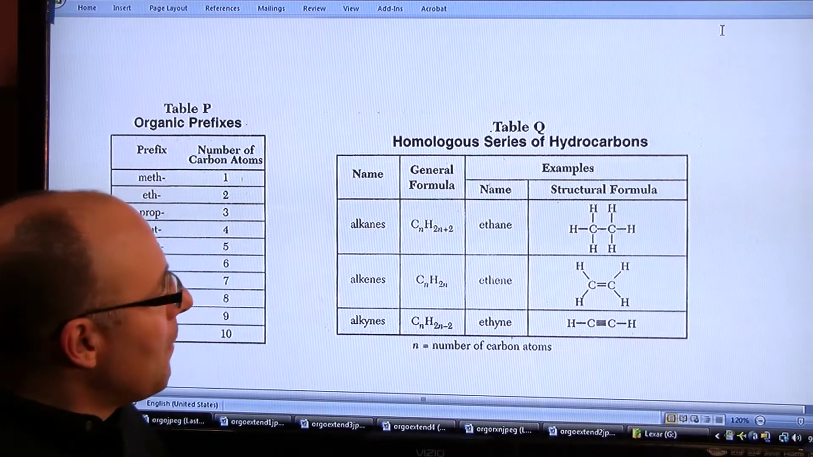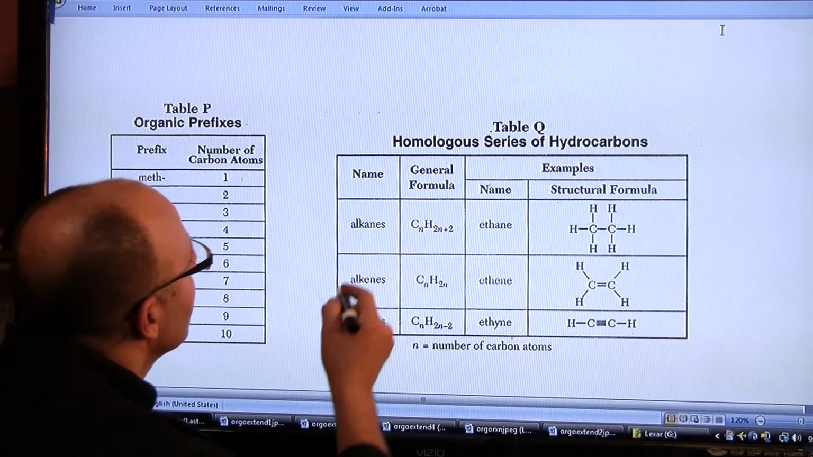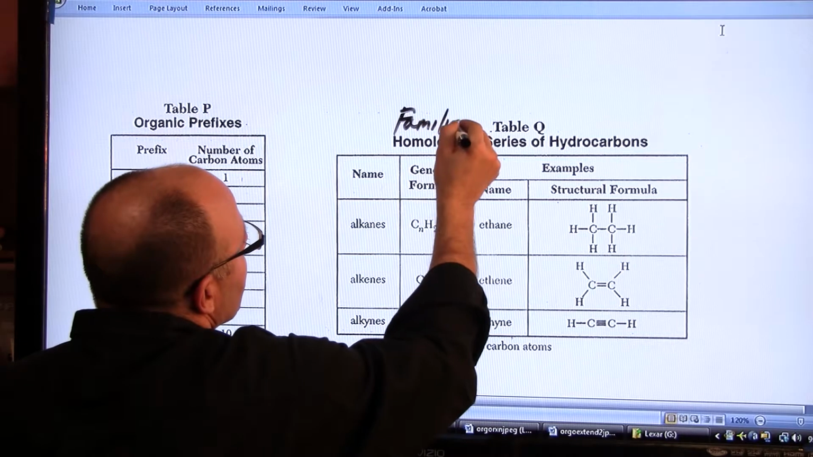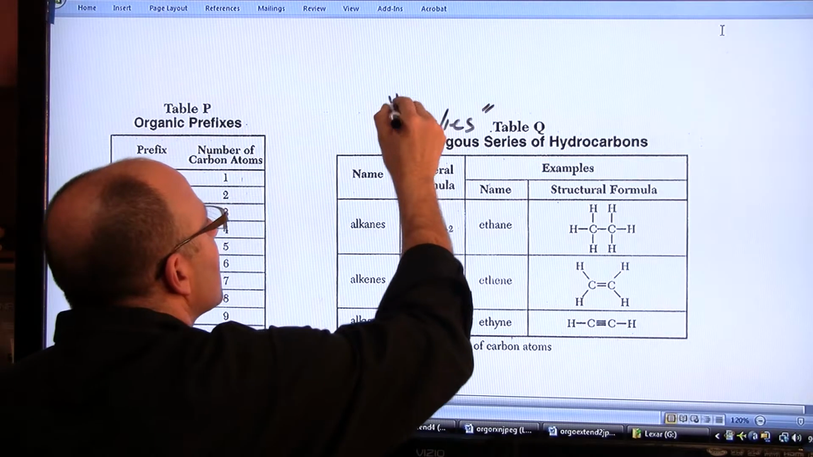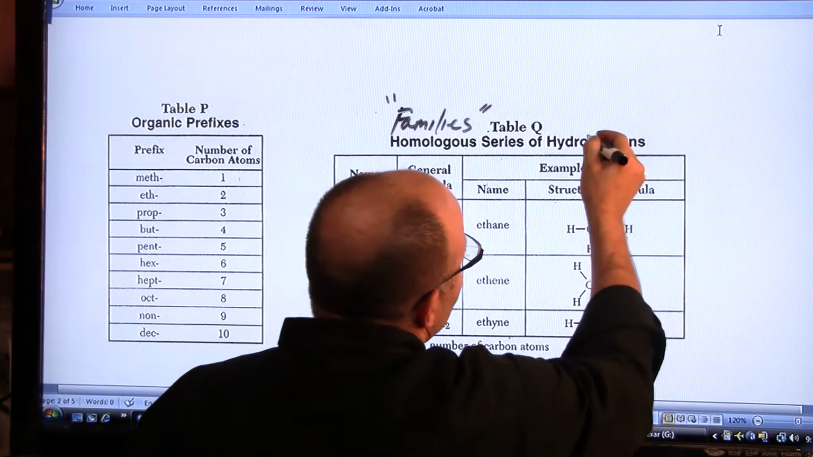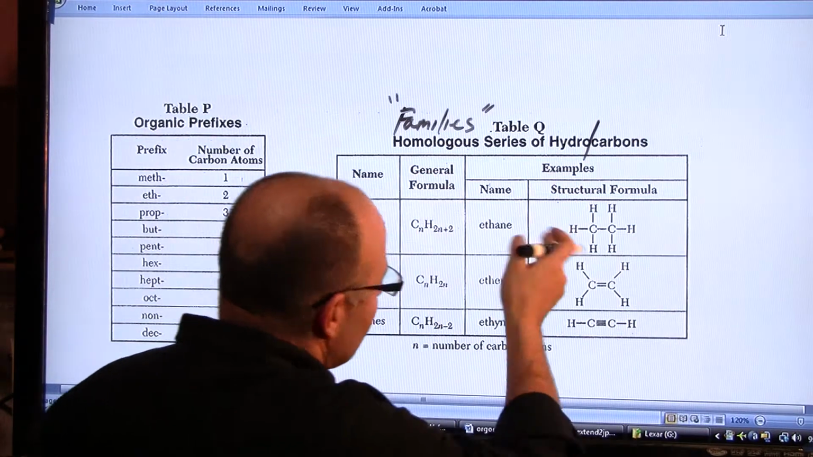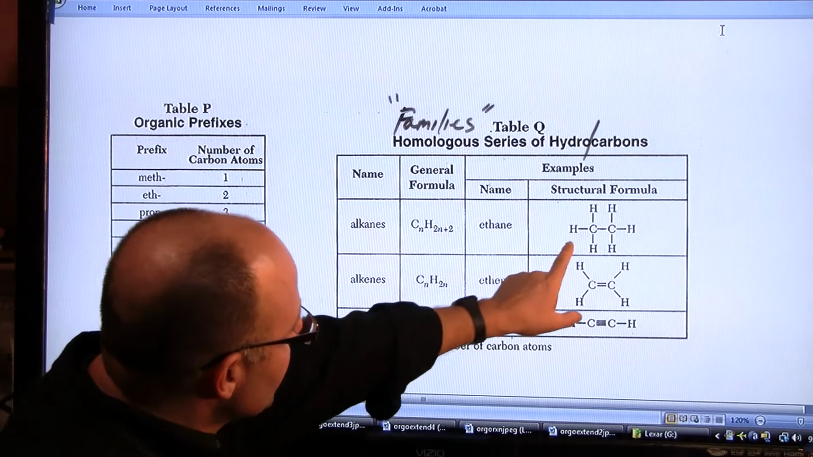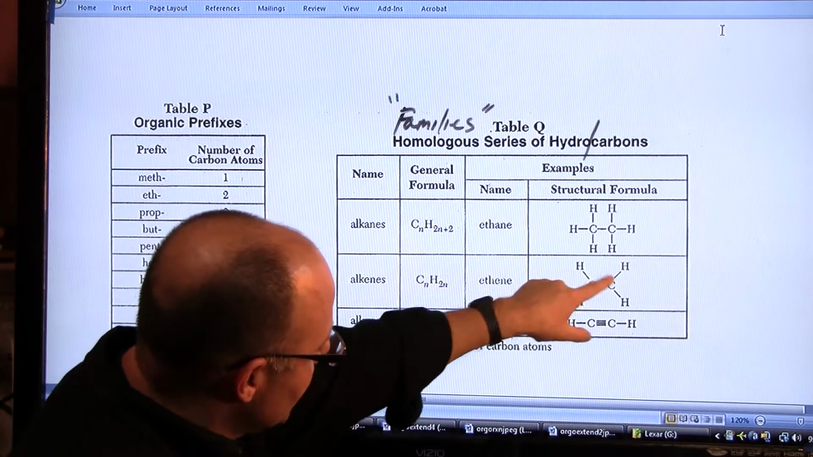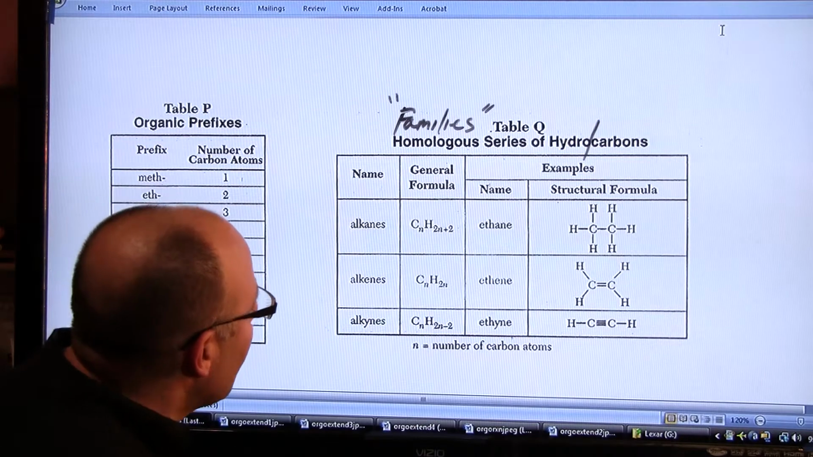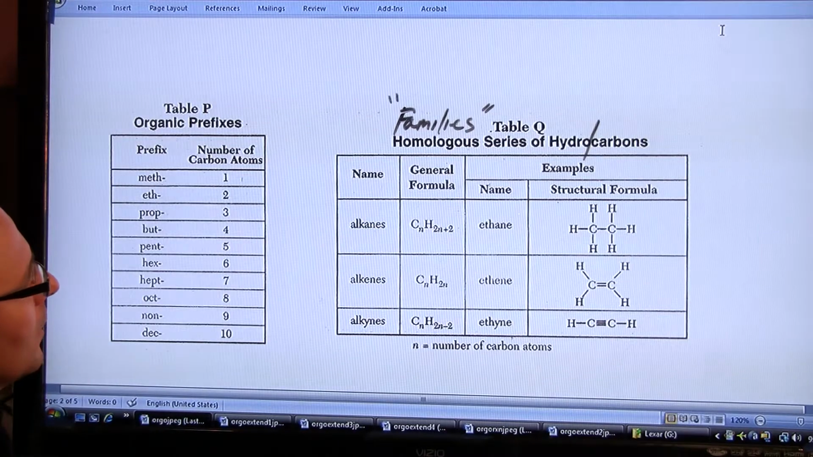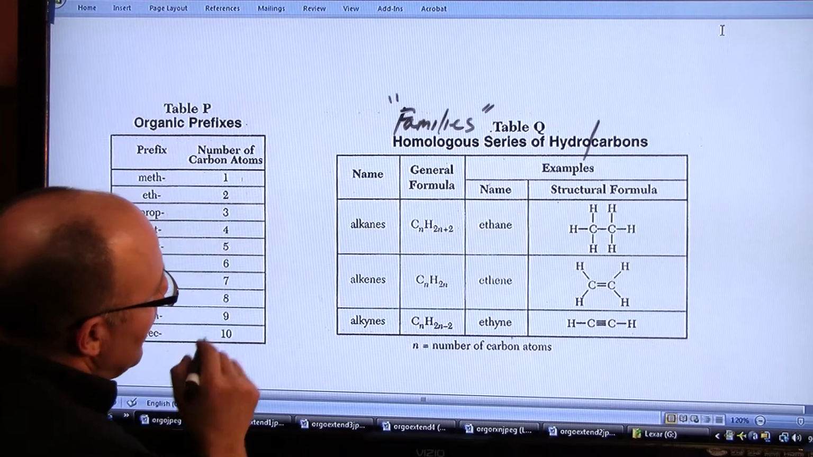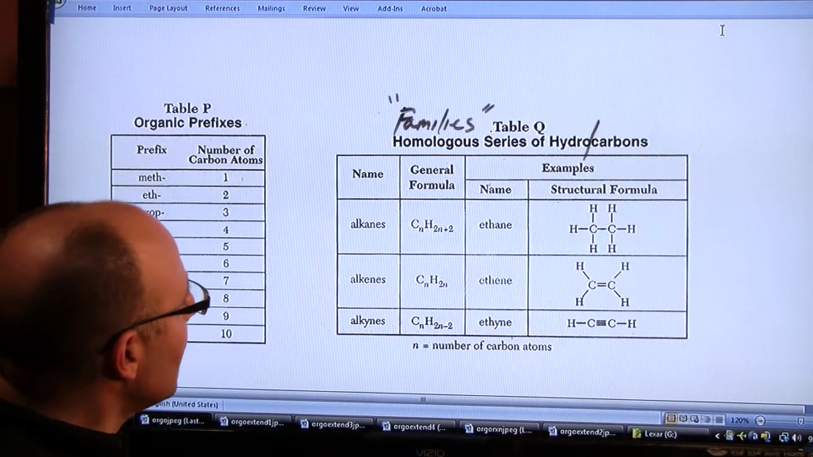Table Q is called a homologous series of hydrocarbons, and I like to think of these just as families. The families of hydrocarbons, which are compounds that consist only of hydrogen and carbon. As you see in these examples here, all you see is carbon and hydrogen, carbons and hydrogens, etc. And these hydrocarbons can be divided into 3 families, in general. And we have the alkanes, the alkenes, and the alkynes.